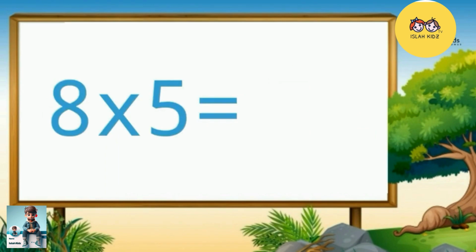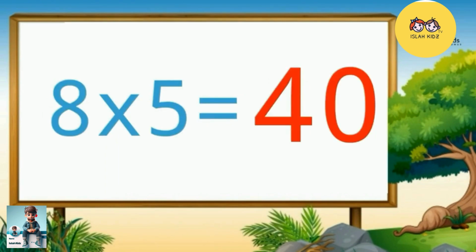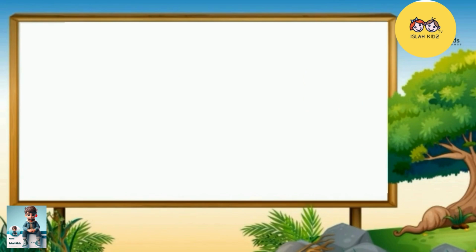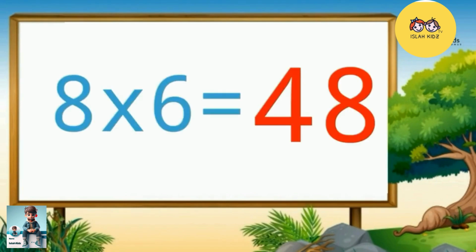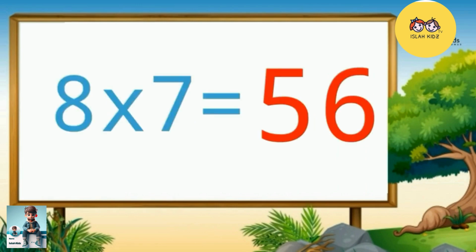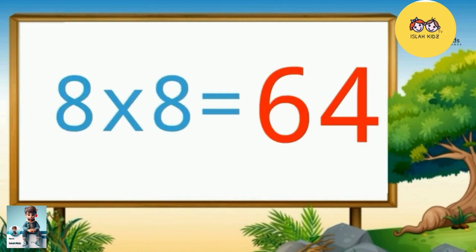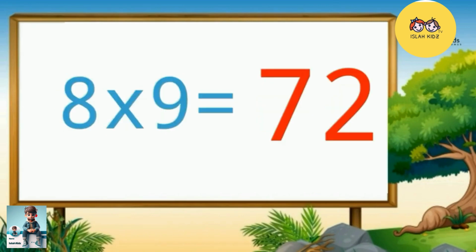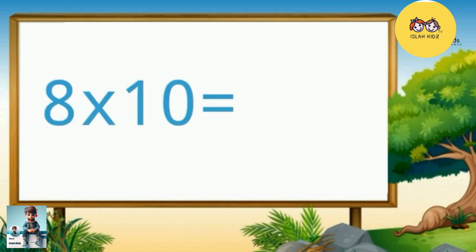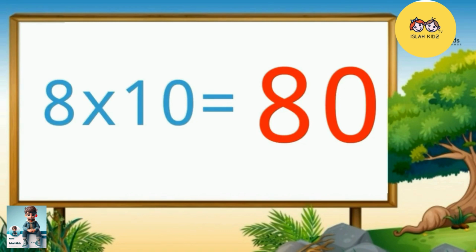8 fives are 40. 8 sixes are 48. 8 sevens are 56. 8 eights are 64. 8 nines are 72. 8 tens are 80.